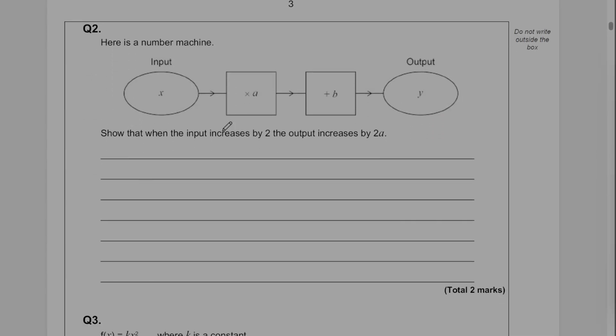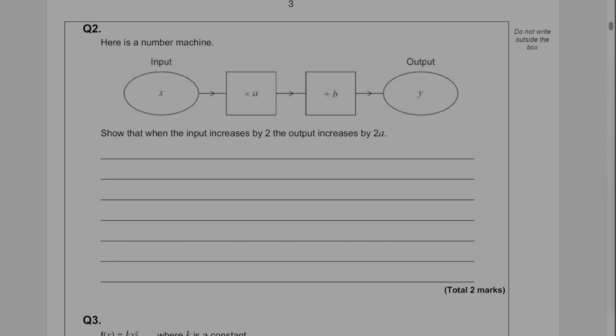Question 2, here is a number machine. We've got x, we've got times by a, we've got plus b, and we've got y as our output. Show that when the input increases by 2, the output increases by 2a. To do this, we could put any number in that we wanted and show that the output was 2 more. I'm going to do it using algebra though.